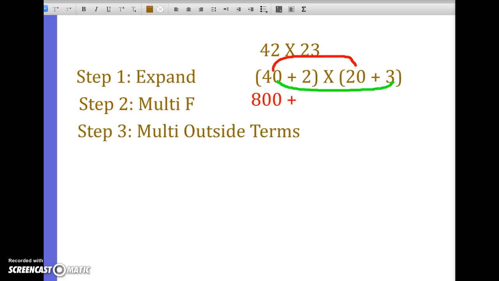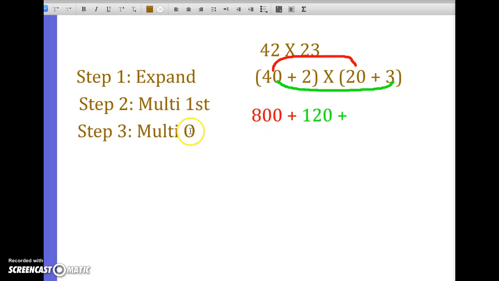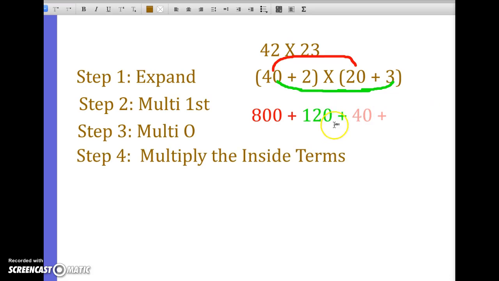The next step is to multiply our outside terms. That's the 40 and the 3. We know 3 times 4 is 12, and that's really 40, so we have to add a 0, so that makes 120. Notice how we have letter F for first, letter O for outside terms. The outside terms.